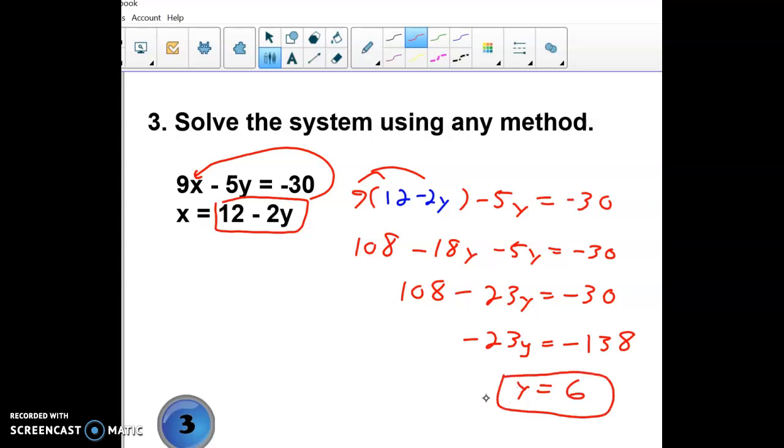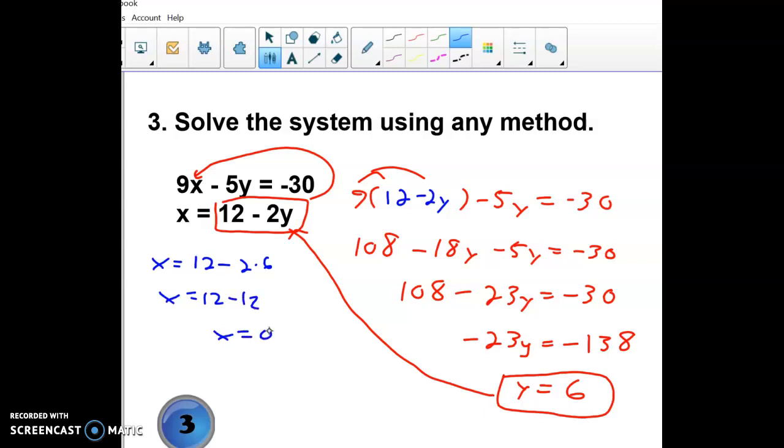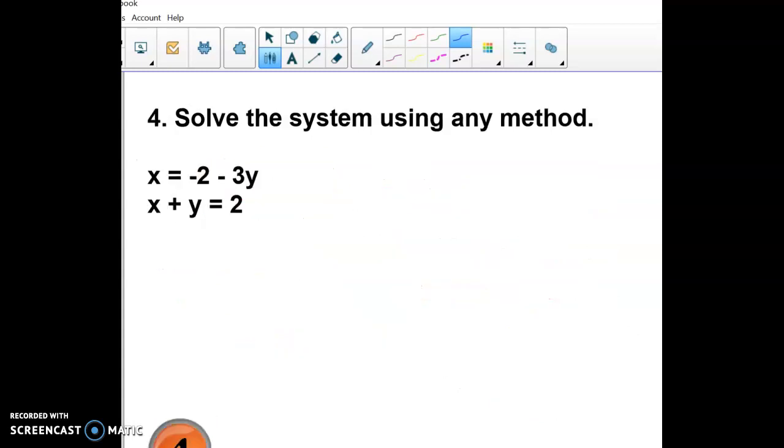All right, and so we're not done yet, right? That's just the y part. So to find the x value, plug it back in, and we're going to have 12 minus 2 times 6. So x is going to be 12 minus 12, or just 0. So we have x equals 0, y equals 6 as our solution. All right, another one, solve using any method.